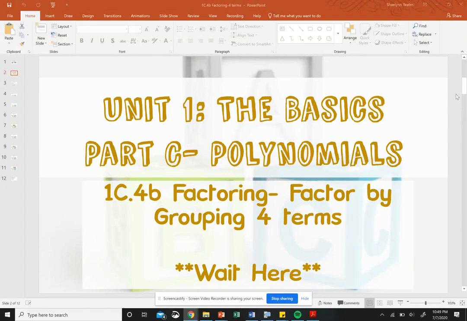All right, so here we are on the second day of factoring. We're factoring by grouping with 4 terms. Okay, we're starting this way because it turns out really nicely to be similar to what we've done earlier, just undoing the multiplication step.